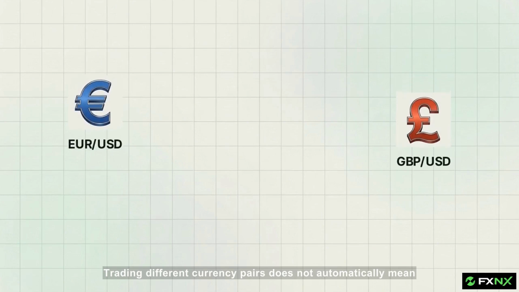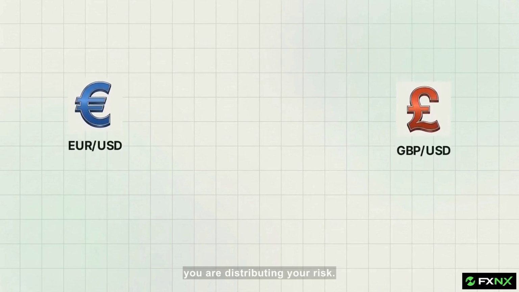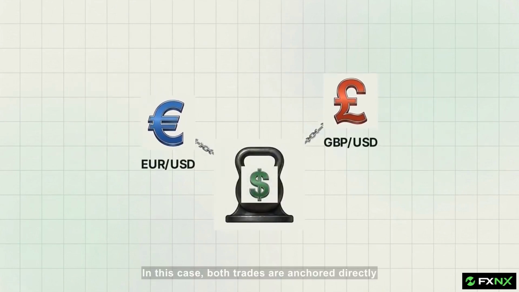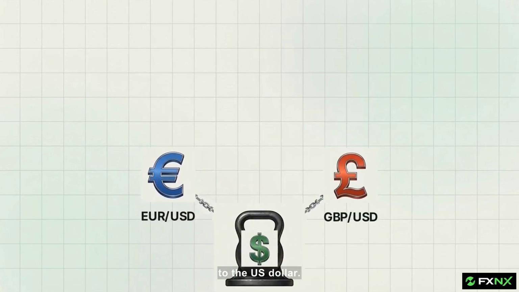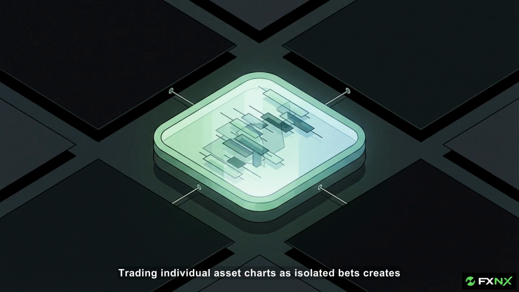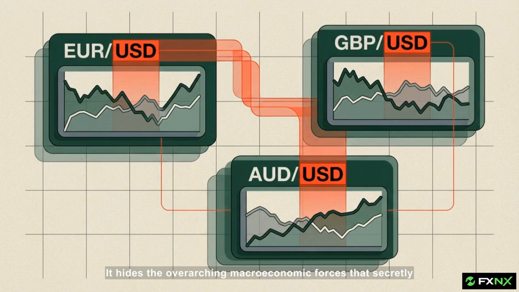Trading different currency pairs does not automatically mean you are distributing your risk. In this case, both trades are anchored directly to the US dollar. Treating individual asset charts as isolated bets creates a dangerous blind spot. It hides the overarching macroeconomic forces that secretly link these positions together.